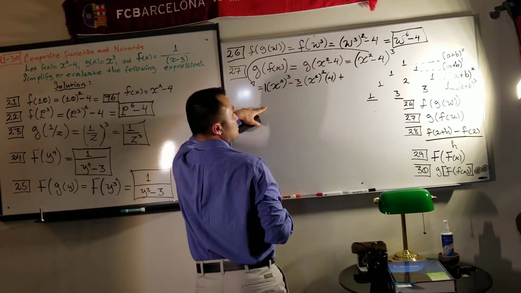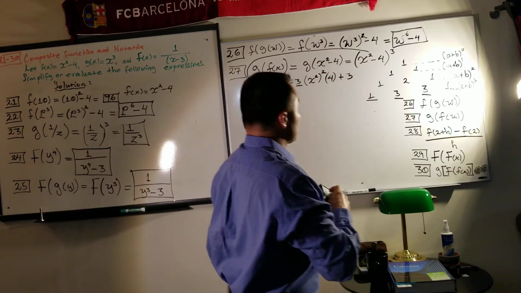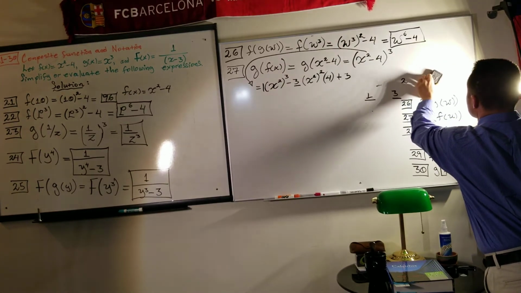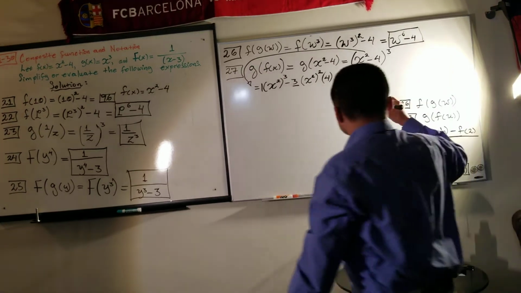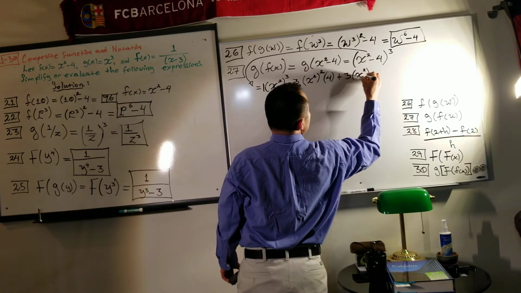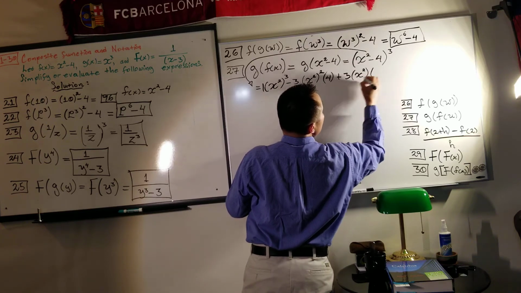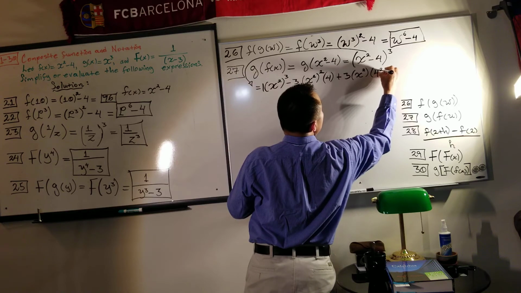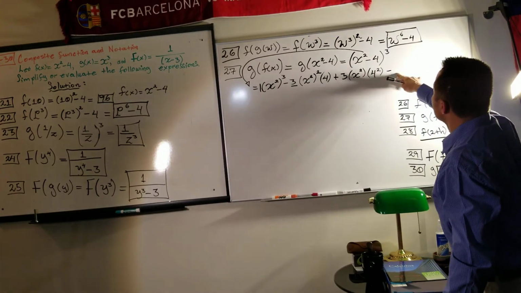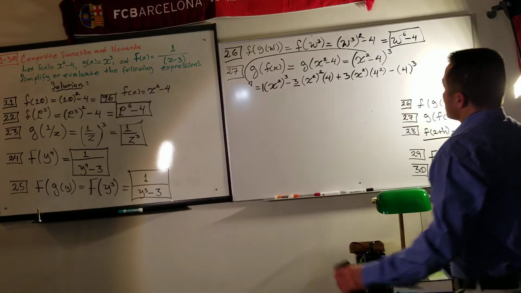plus 3 times, I'm going to delete this, plus 3 times the first term, which is x squared, times the square of the second term, which is 4 squared, minus the cube of the second term, 4 to the cube. So let's review.